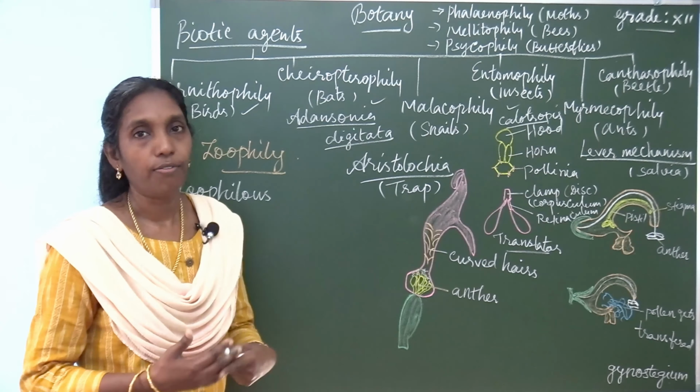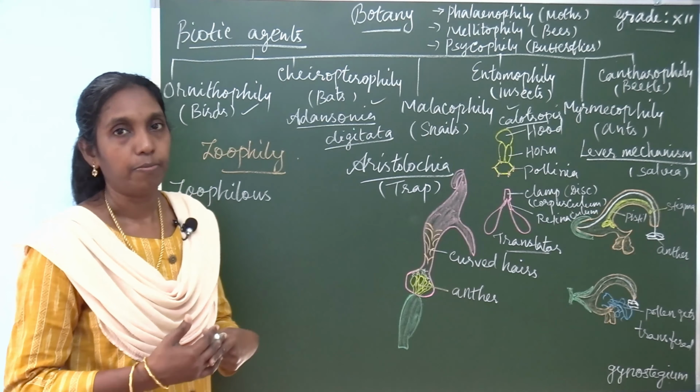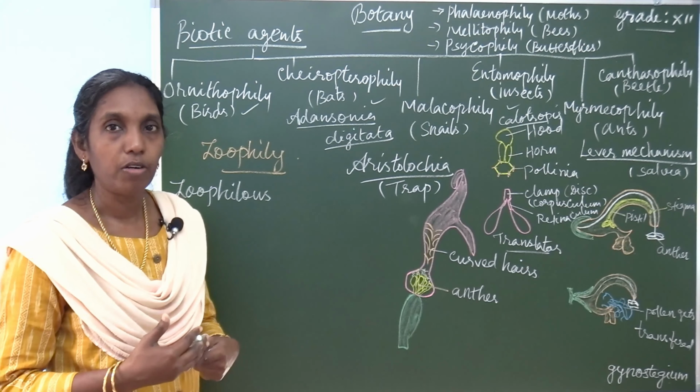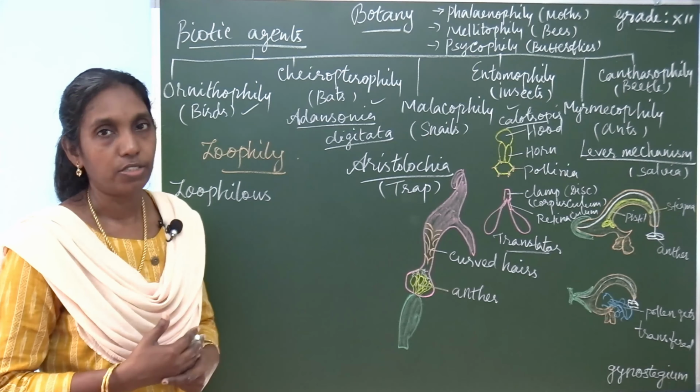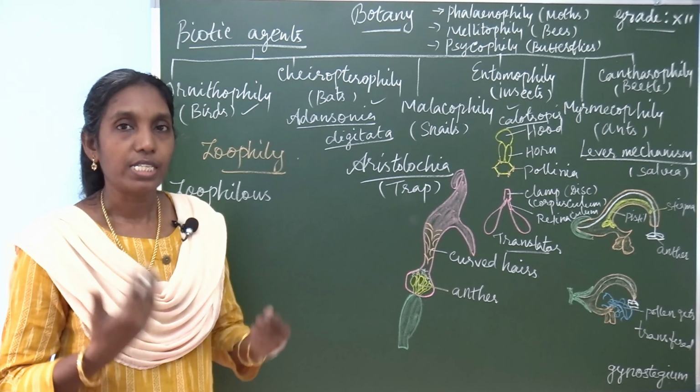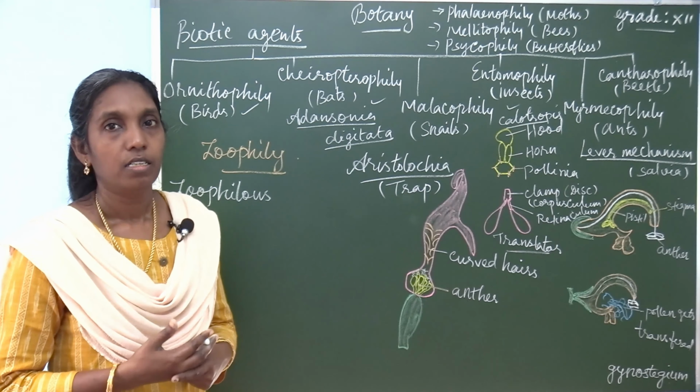First one is Ornithophily. What is the definition of Ornithophily? Pollination brought about by the agencies of birds is called Ornithophily, and the flowers are said to be ornithophilous flowers. There are a number of birds which visit flowers. Early morning, when you listen, there are birds which move here and there, visit gardens and suck the nectar. So these flowers usually possess certain adaptations which attract these animals. What are the adaptations the ornithophilous flowers possess?